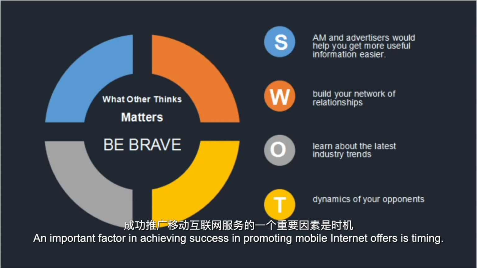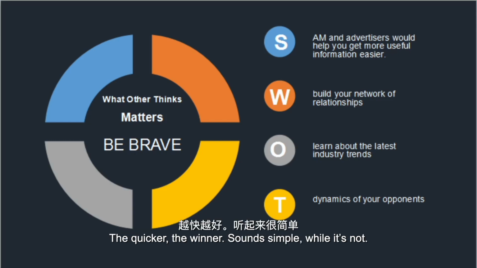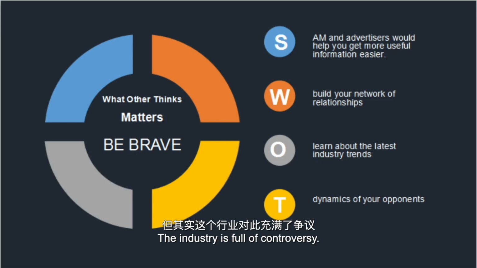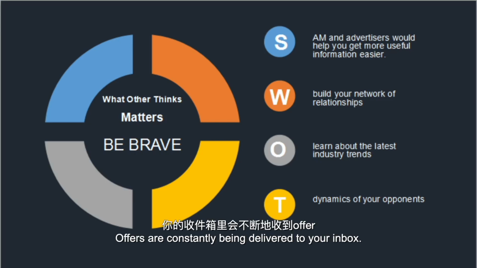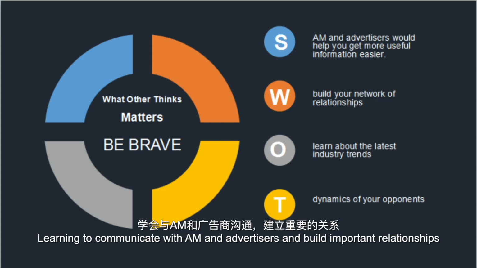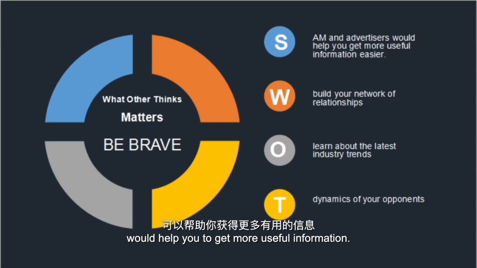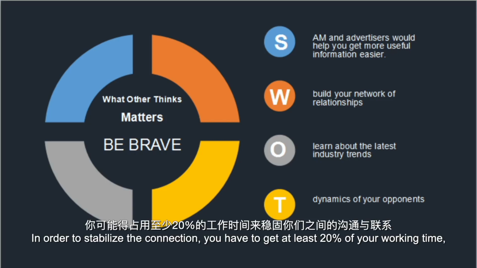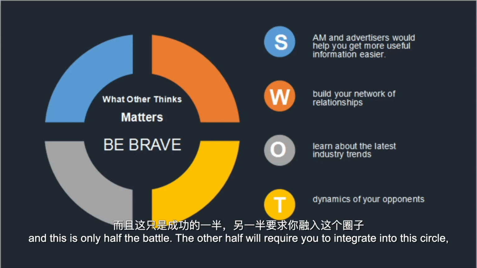An important factor in achieving success in promoting mobile internet offers is timing. The quicker, the winner. Sounds simple while it's not. The industry is full of controversy. Offers are constantly being delivered into your inbox. Learning to communicate with AMs and advertisers to build important relationships will help you get more useful information. In order to stabilize the connection, you have to spend at least 20% of your working time, and this is only half of the battle.